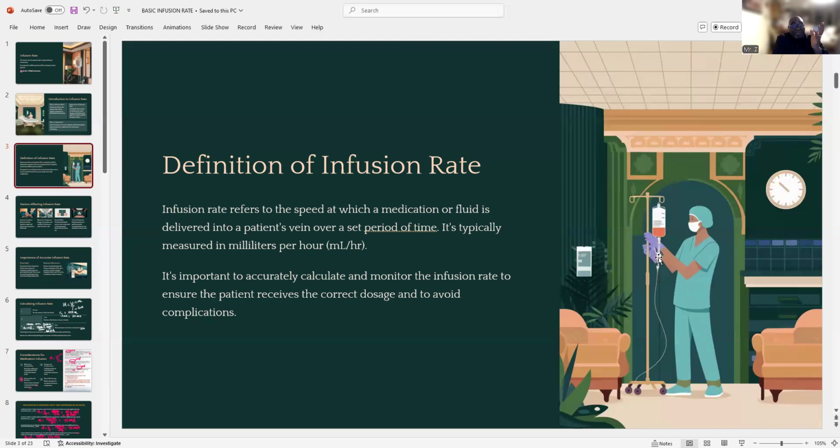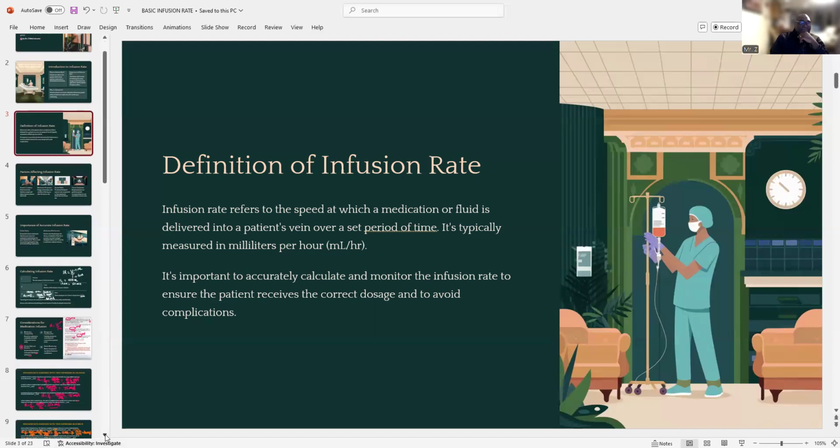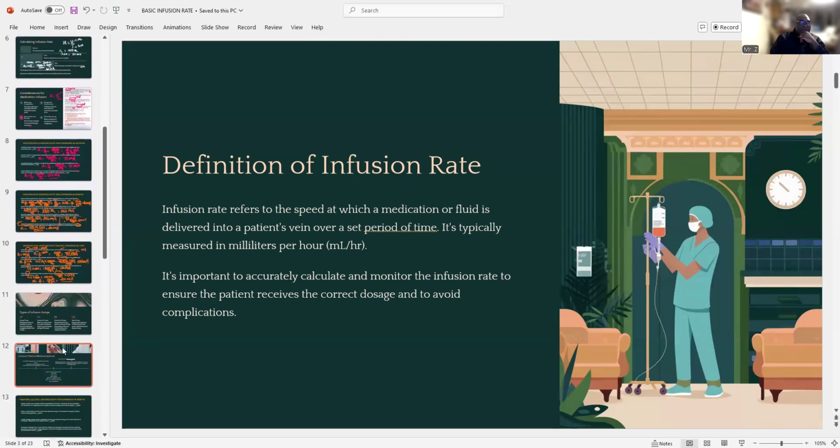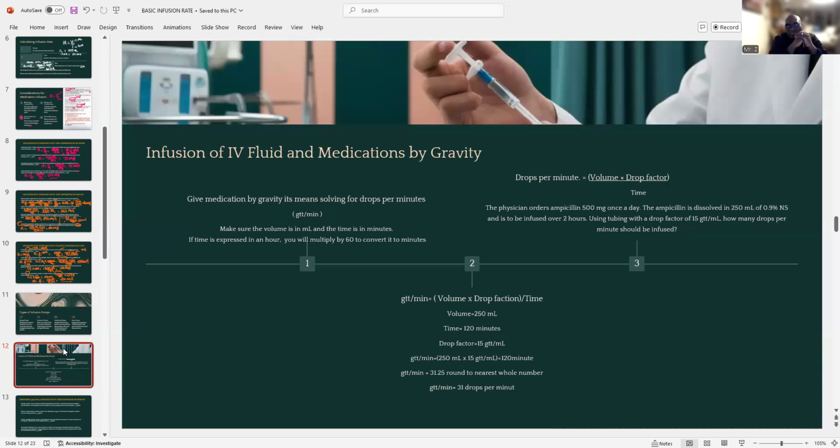If instead of setting the IV at 40 drops per minute, you put 400 or 200, it means you are giving the medication very, very fast, and someone can end up with fluid overload. Okay? So as I say, if the pump is not working, we have to give medication manually. This is what we call infusion of IV fluid and medication by gravity.